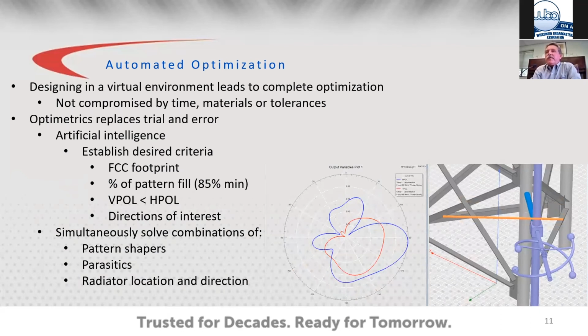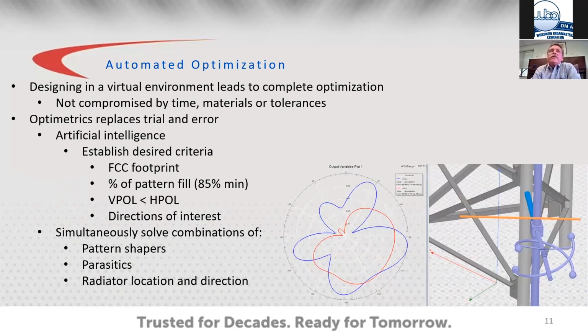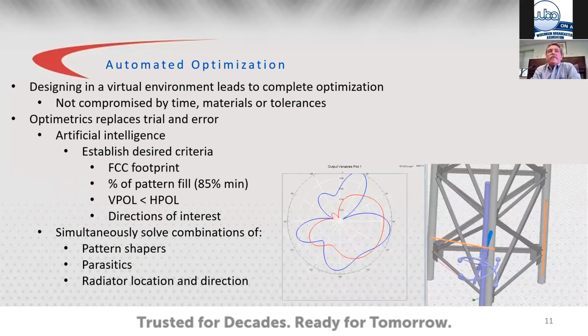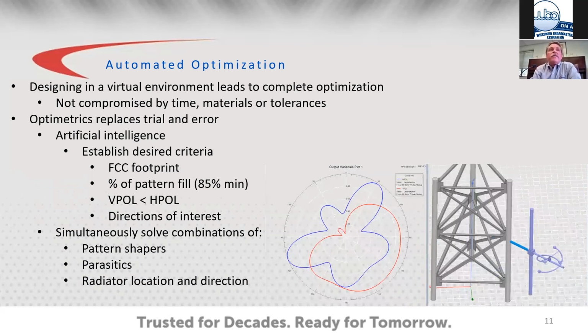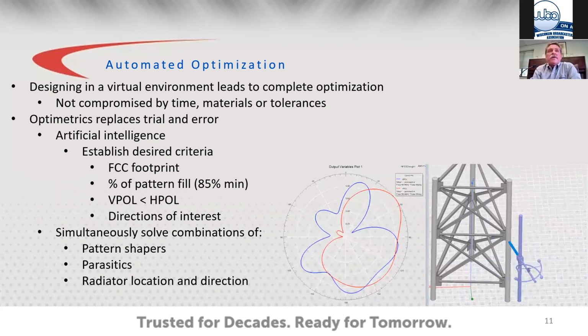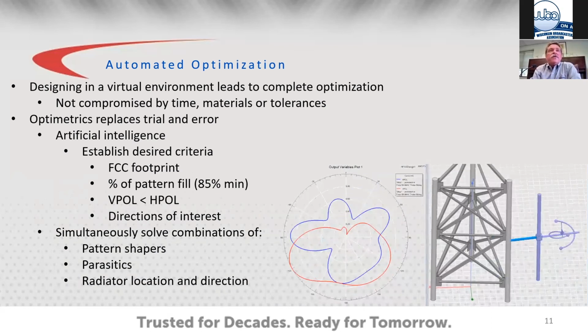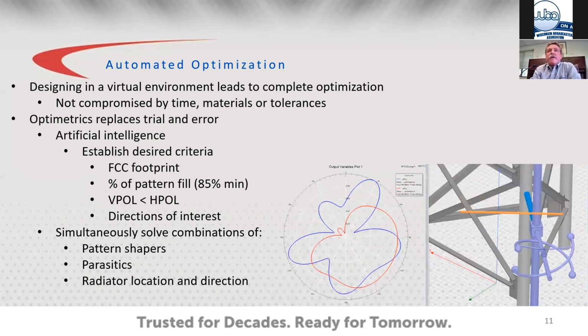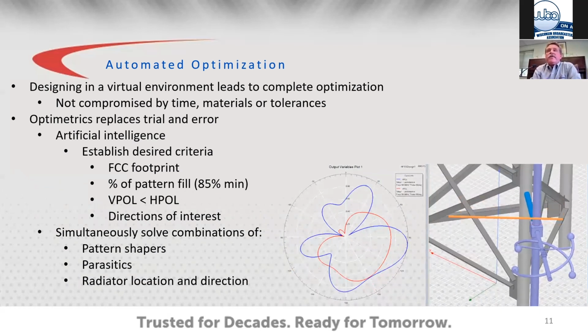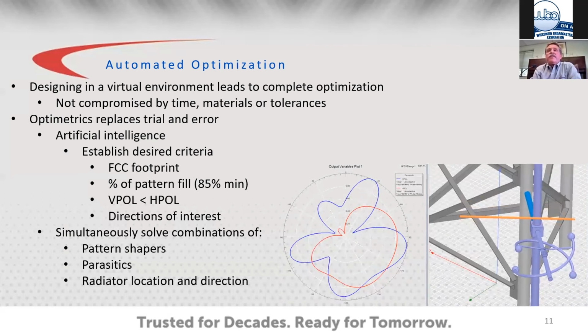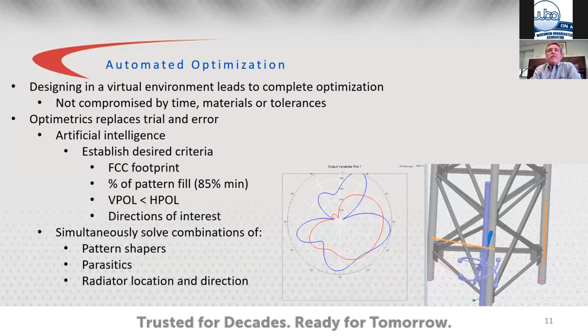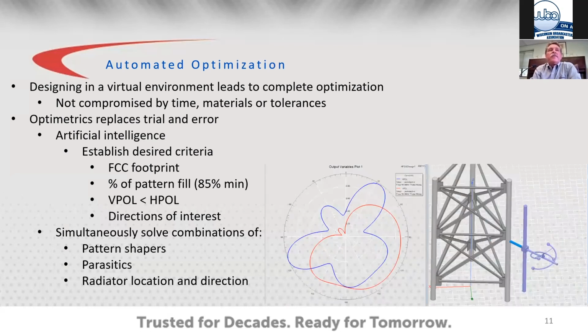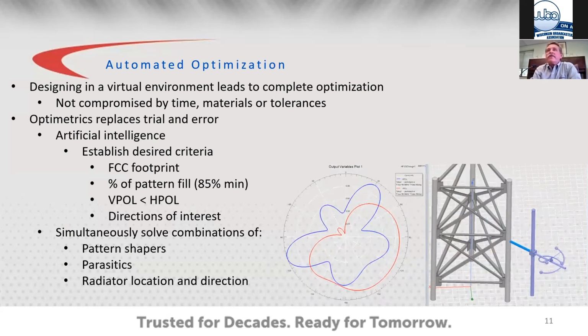And by establishing certain criteria, like the FCC footprint, percent of null fill, pattern fill, which the rules require 85% fill. Criteria such as the V-pole has to be less than the H-pole, and certainly the end user has directions of interest for the pattern. And from there, artificial intelligence can really make some smart decisions outside of the software by simultaneously solving a lot of combinations of the parasitics and the pattern shapers and radiator location and direction.